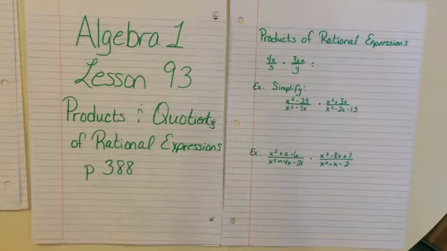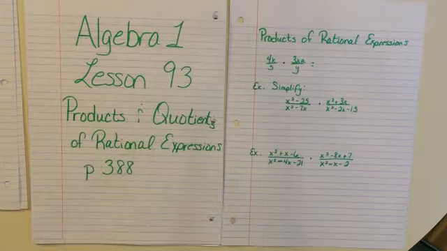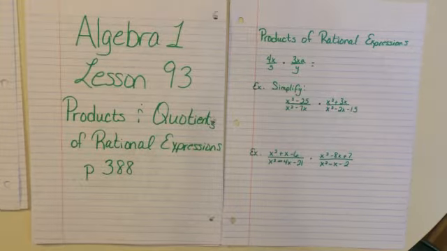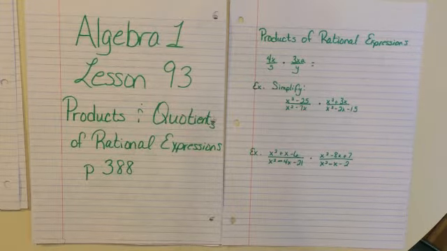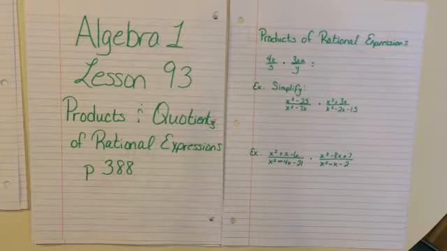This is Algebra 1, Lesson 93. We're going to talk about products and quotients of rational expressions. We're starting on page 388. We're going to start by talking about the products of rational expressions.